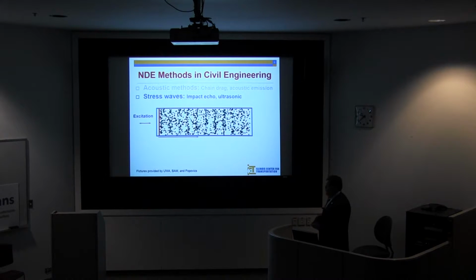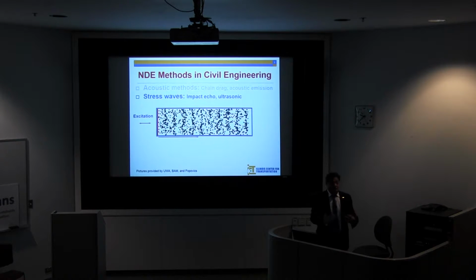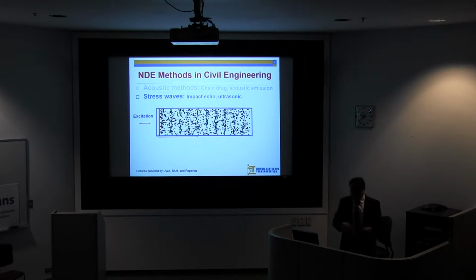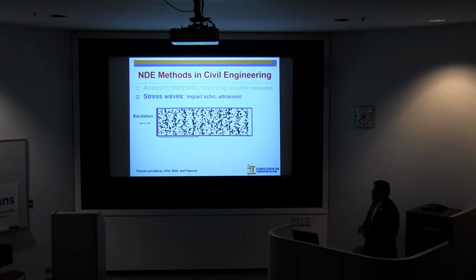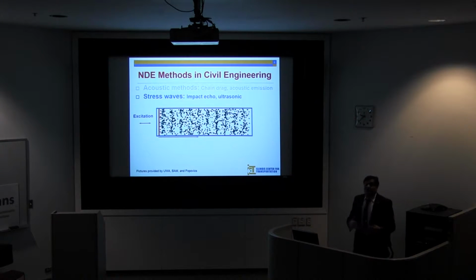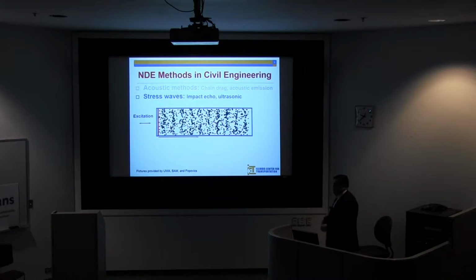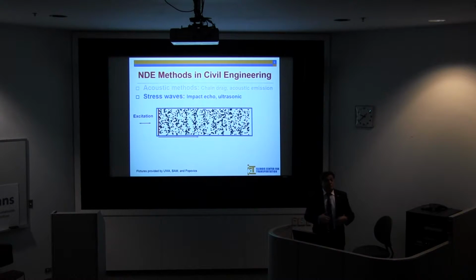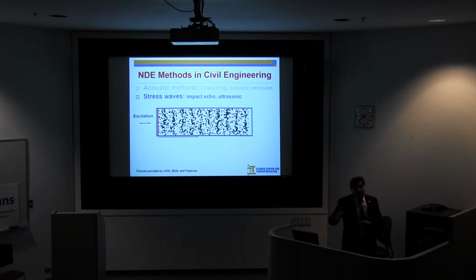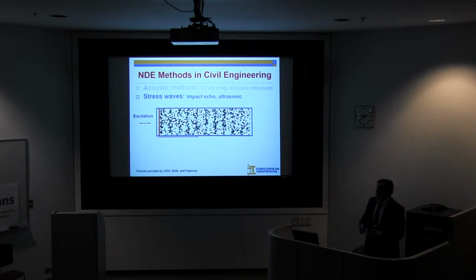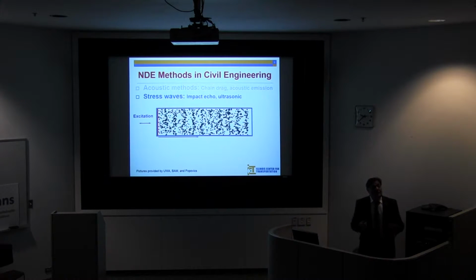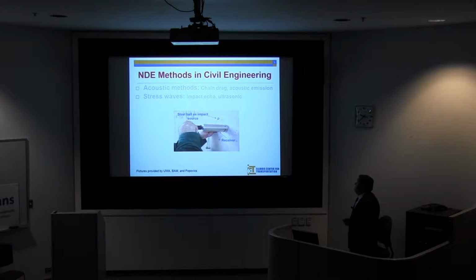We can go further and use mechanical waves, such as ultrasonic or impact echo. The waves that you are sending depend on the physical properties of the material, which means the modulus of the material, the Poisson ratio, and the density. And the speed of the wave and the type of waves that are developed tell us something about these materials, and we try to detect some problems.